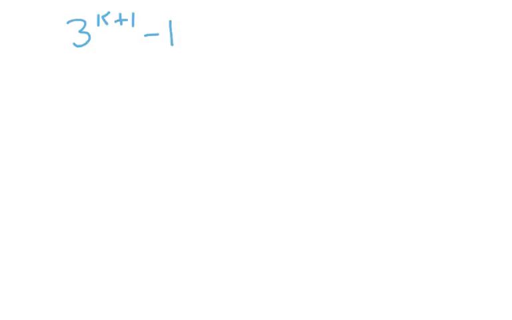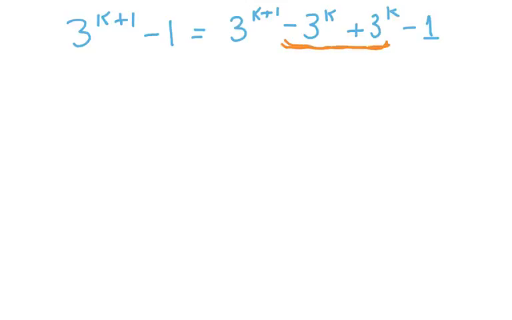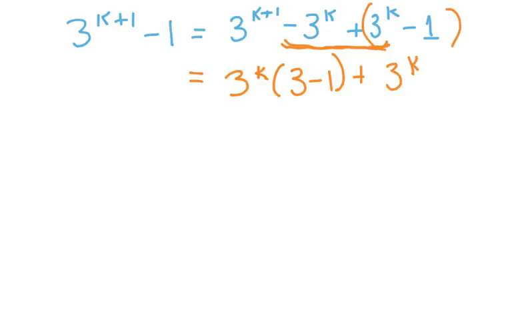3 to the k plus 1 minus 1 equals 3 to the k plus 1 minus 3 to the k plus 3 to the k minus 1. So what did I do? I kind of just added some fluff here. You know these two equal 0. But when I do that, I can do factor by grouping, and I can write this as 3 to the k times (3 minus 1) plus, and I'm just going to copy it down, 3 to the k minus 1.